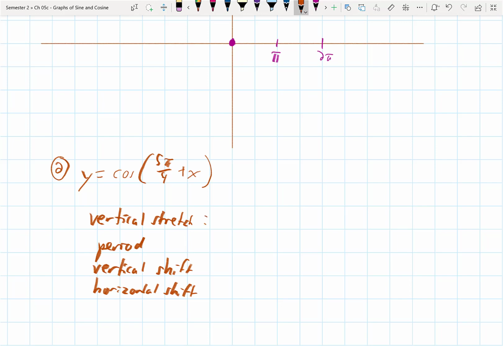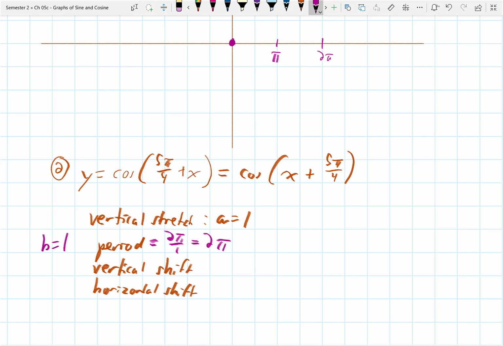So vertical stretch, a is equal to 1. There is no vertical stretch happening. Period: I know that if I rewrite this as the cosine of x plus 5 pi over 4, which is how it really should be, the coefficient of x is 1. So my period is 2 pi over 1, which is just 2 pi. This is because the b value was 1.